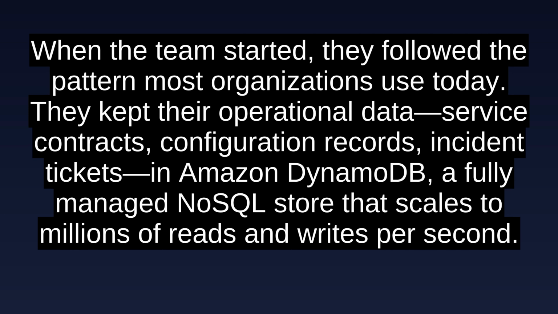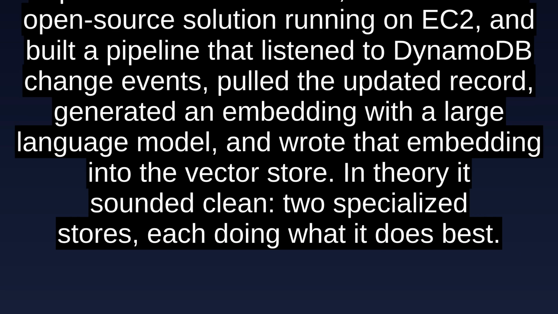They kept their operational data, service contracts, configuration records, incident tickets, in Amazon DynamoDB, a fully managed NoSQL store that scales to millions of reads and writes per second. For the semantic layer, they spun up a separate vector database, in this case an open-source solution running on EC2, and built a pipeline that listened to DynamoDB change events, pulled the updated record, generated an embedding with a large language model, and wrote that embedding into the vector store. In theory, it sounded clean, two specialized stores, each doing what it does best.